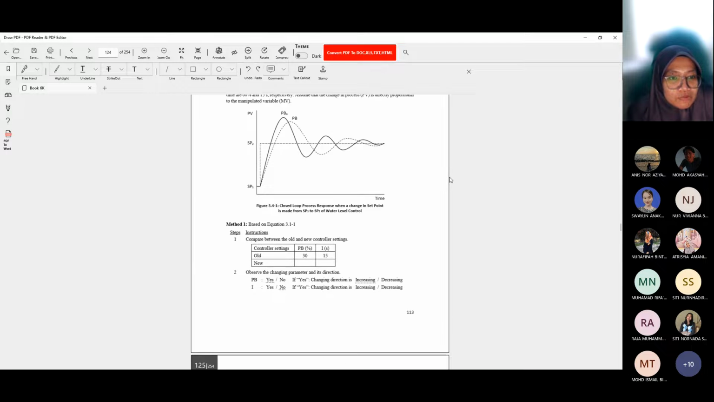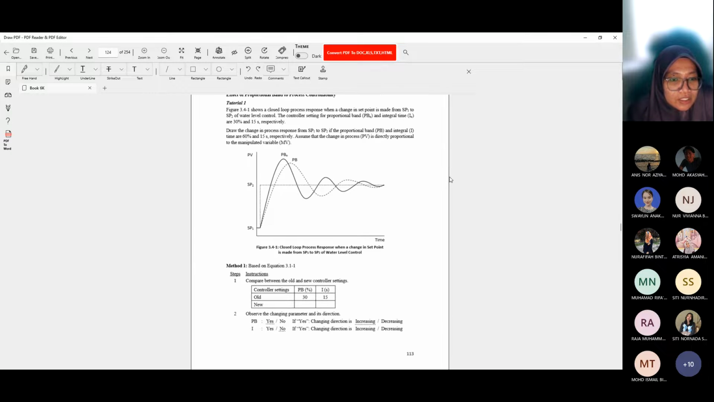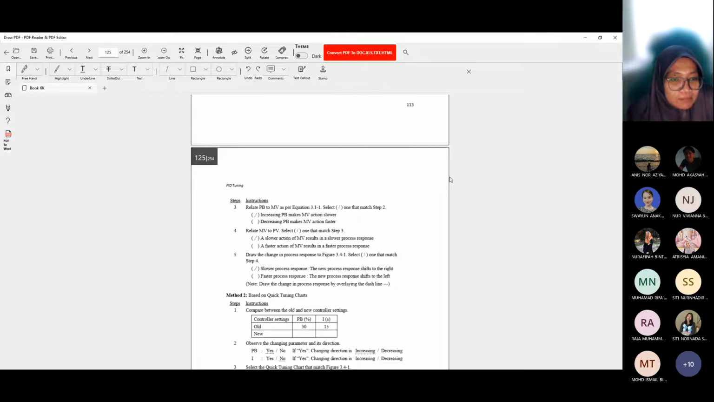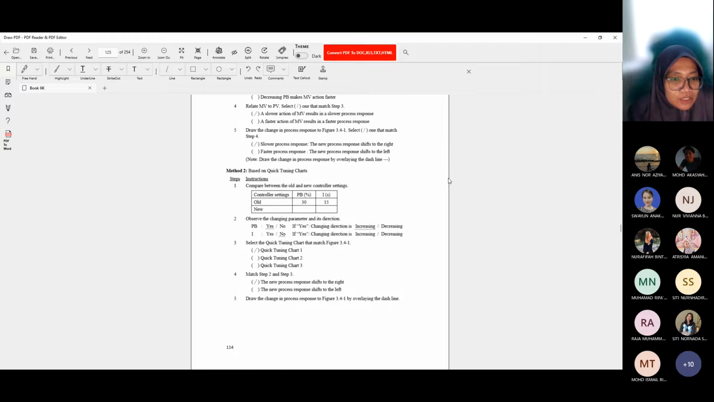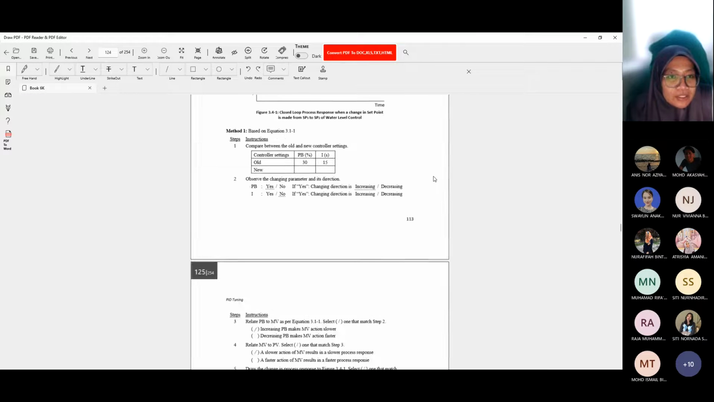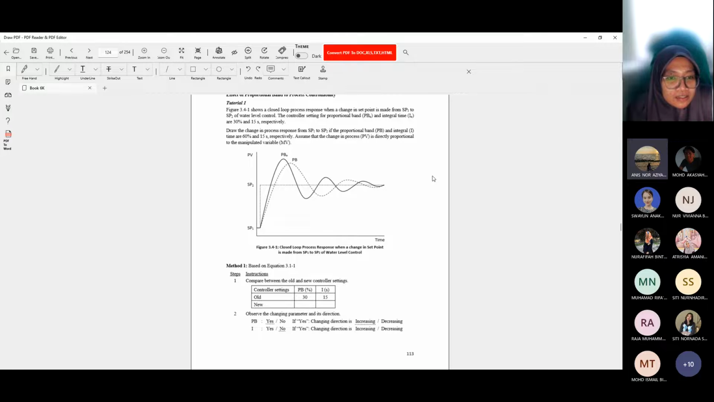Okay, for the first tutorial, based on the equations method and also the quick tuning chart method, you can say that your process is shifted to the right. When the PB is increasing, then you get the new response shifted to the right. Betul tak? For tutorial 1.